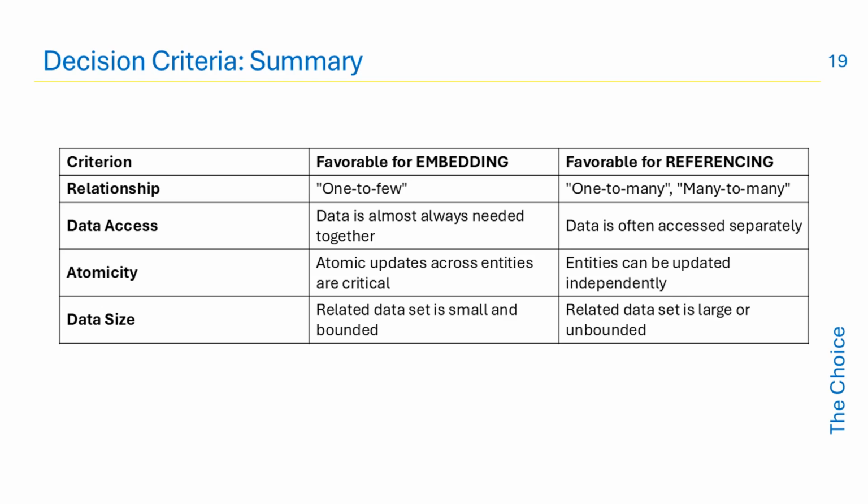For atomicity, if you require that updates to the parent and its related items happen as a single, all-or-nothing transaction, embedding is your only option, as it relies on single document atomicity. Finally, for data size, if the set of related data is small and its growth is bounded, embedding is safe. If the data set is large or can grow indefinitely, you must use referencing to avoid hitting the 16 megabytes document size limit.